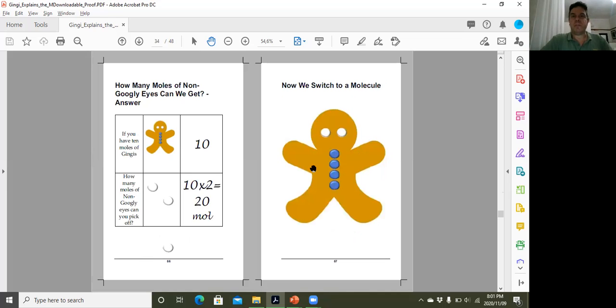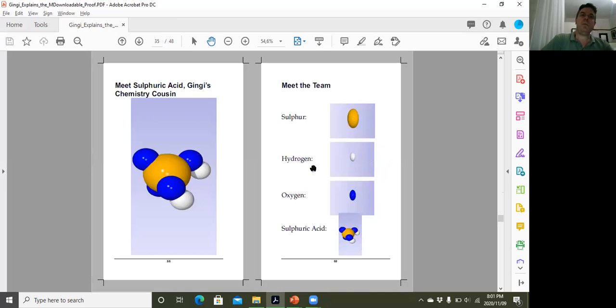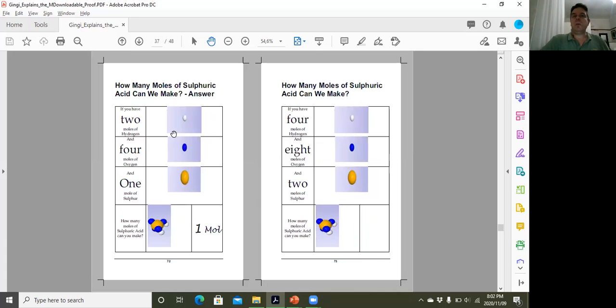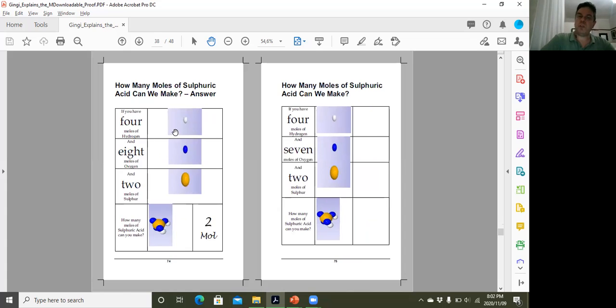Now you can play around with some moles, but now we switch to molecules. We move away from Gingi and we meet Gingi's cousin, sulphuric acid. Now, sulphuric acid has one little yellow button, some white buttons, 2 of them, and oxygens or blue buttons, and then you get sulphuric acid. Okay, and then the same principles apply.